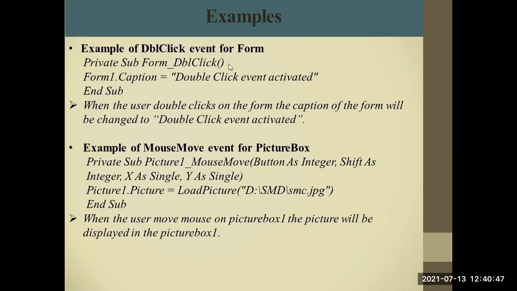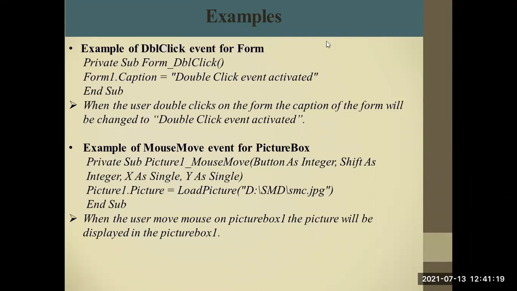Okay, so now you can see here. This is a good example of an event performed for a form. I have written the access specifier, then we have the procedure Form_DblClick, which is a function. The Form1 event is going to be activated. In this particular form, there is a caption which you can directly change.